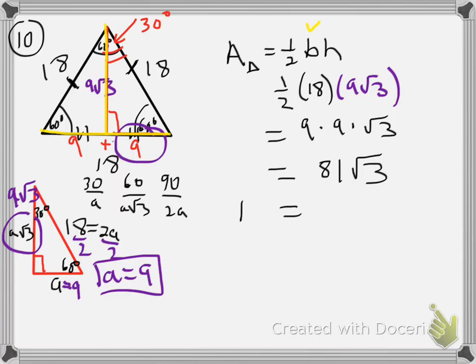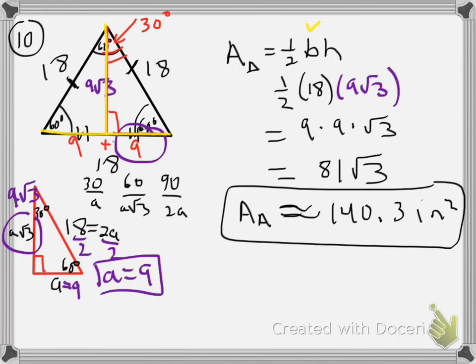So we can estimate the area of the triangle. We should change those to wavy lines for estimating. Okay, and we can just type in 81 times the square root of 3. And that's about 140.29, which rounds to 140.3. And this was all in inches, so this is inches squared. There's the area of the sign, the danger sign, is about 140.3 square inches.